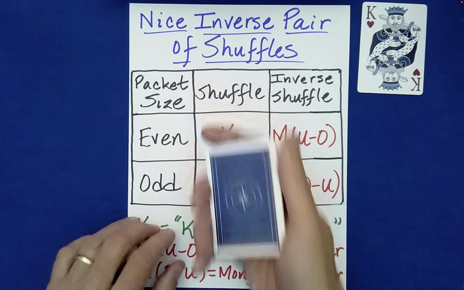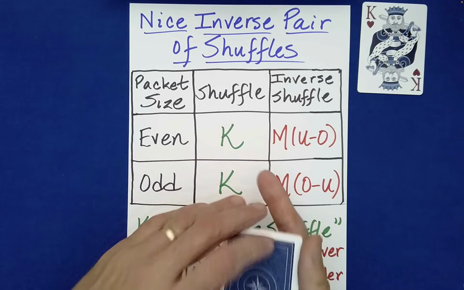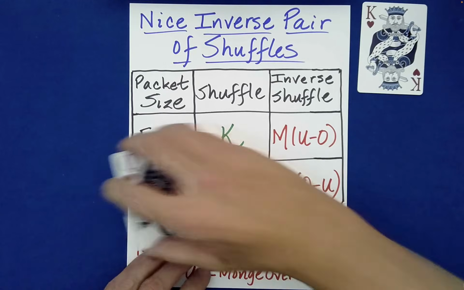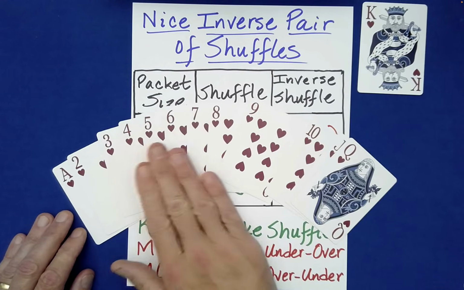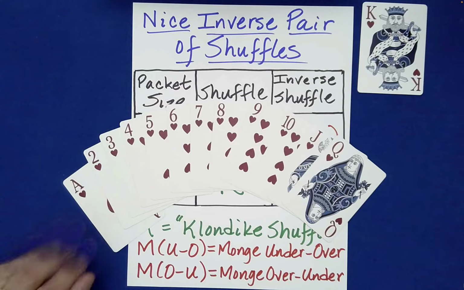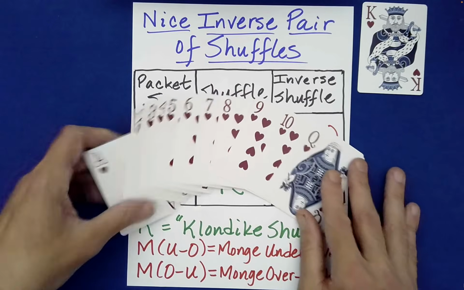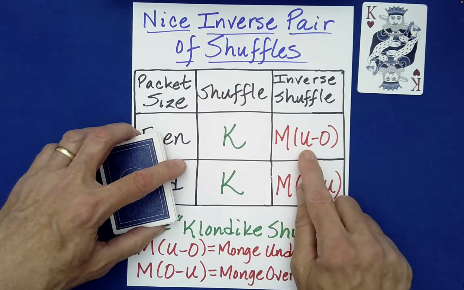And the claim is those two shuffles together, those two sets of actions, are the same as just leaving the pack alone. You haven't changed the order of any of the cards in the starting packet. They're just back to ace through queen. So that will always work for you, and you can also do it in the opposite order.